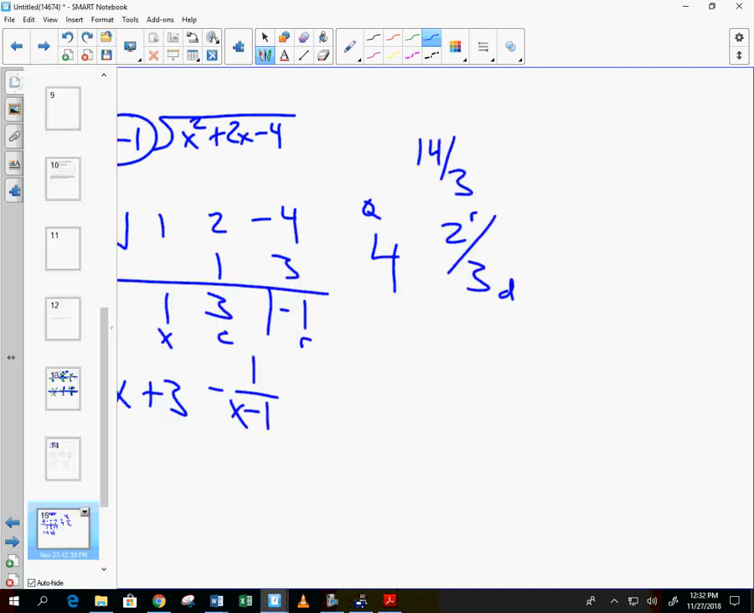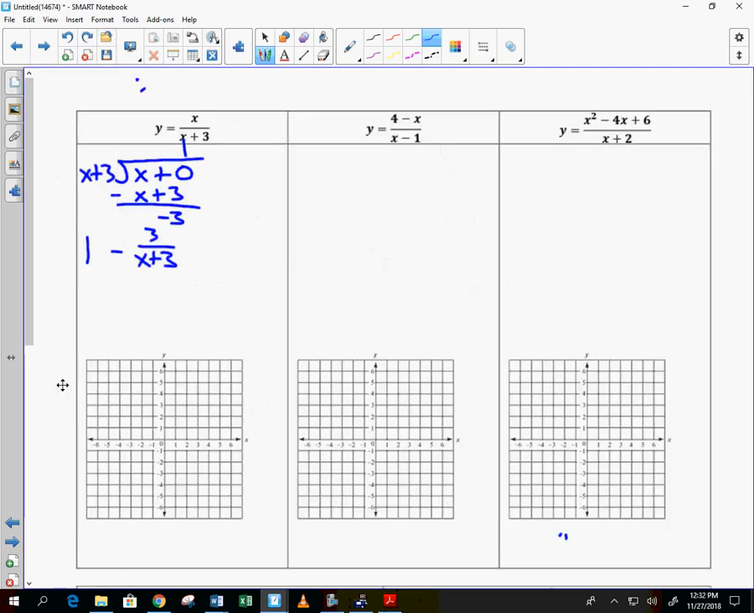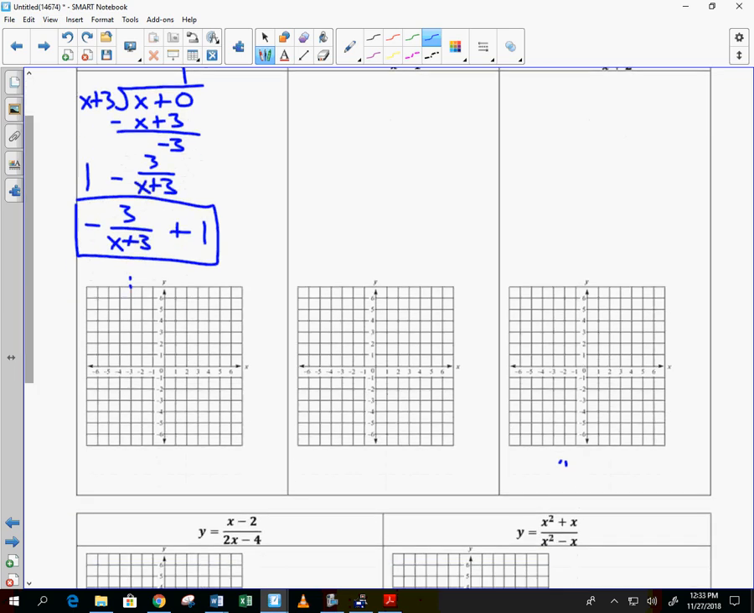So I'm going to take this guy right here that I just divided. Okay, and I got 1 minus 3 over x plus 3. If I just switch this just a little bit, and I go -3 over x plus 3 plus 1, all of a sudden, it's in a form that I know how to graph, don't I? What's the horizontal shift? Left 3, up 1.